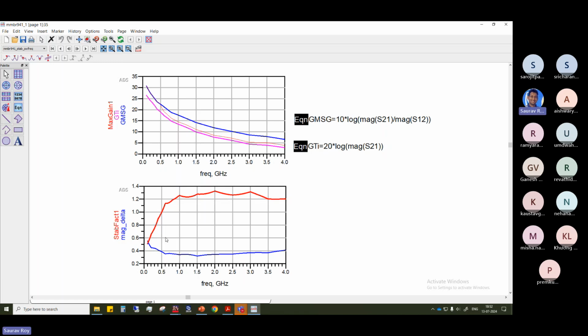And the same thing happens here. As you see in this plot, it is k versus delta. K is the stability factor plot, and delta is the delta from Rollett's condition. As you see, at 500 megahertz we are marginally stable: k equals 1 and delta is less than 1. Below 500 megahertz, as you see, k is even less than 1. That means it's not stable. At 500 or above, it is stable.